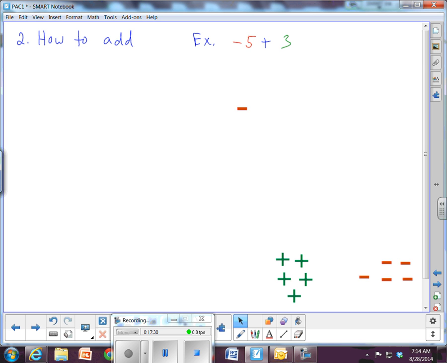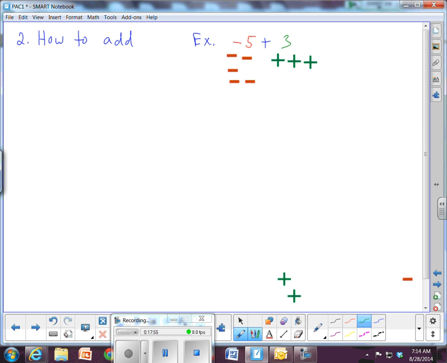So what do we got here? Let me drag a few negatives up. 1, 2, 3, 4, 5 negatives, and let me pull up 3 positives. Because that's really the problem. We got 5 negatives and 3 positives. Okay. So again, this is just a manipulative to help you to see. But this is how we're going to do it.